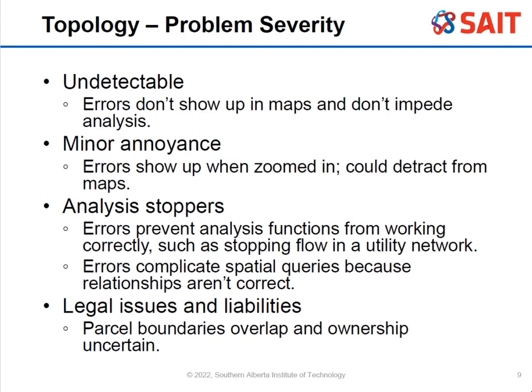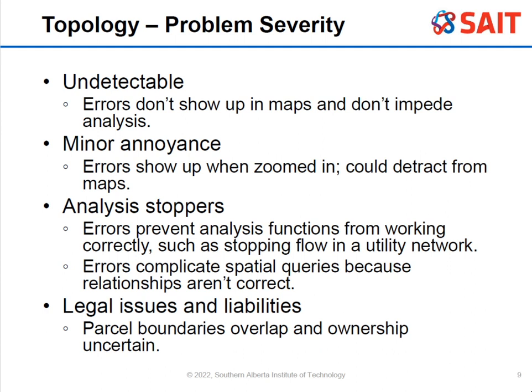Then there's minor annoyances, so you can go into your map, you can zoom right in, and especially if you're on a digital map, then somebody will see it, right? It's guaranteed they're going to find the error in the map. So this one is just a minor annoyance, that's what we call it, and you can only see it when you're zoomed in.